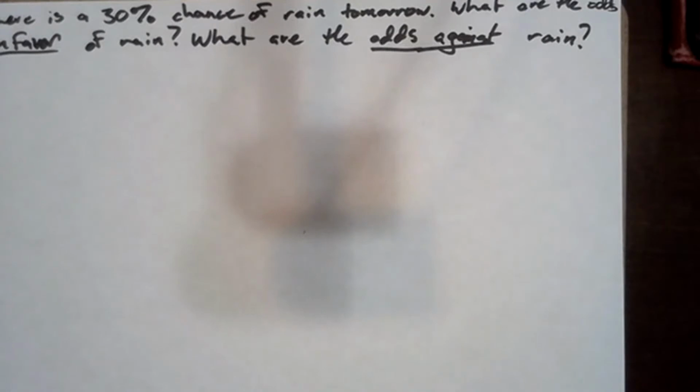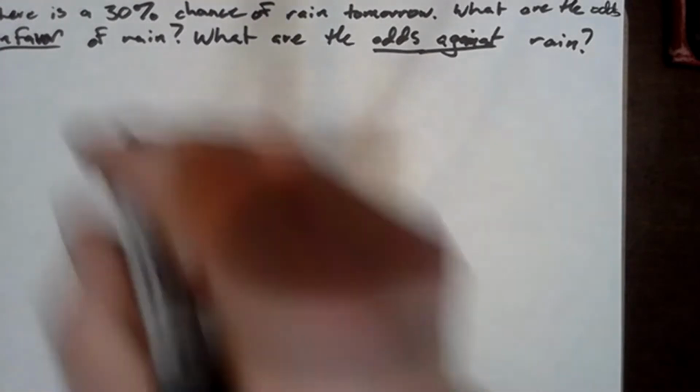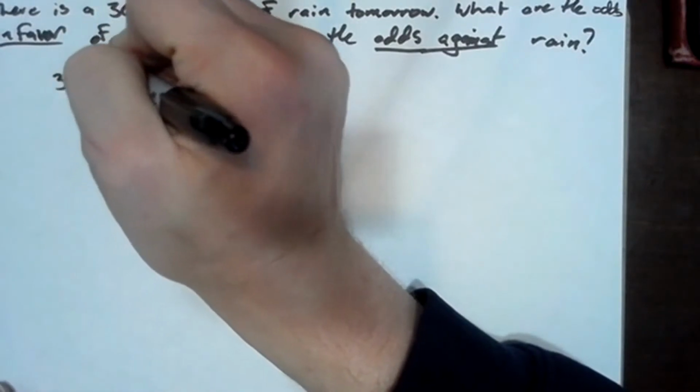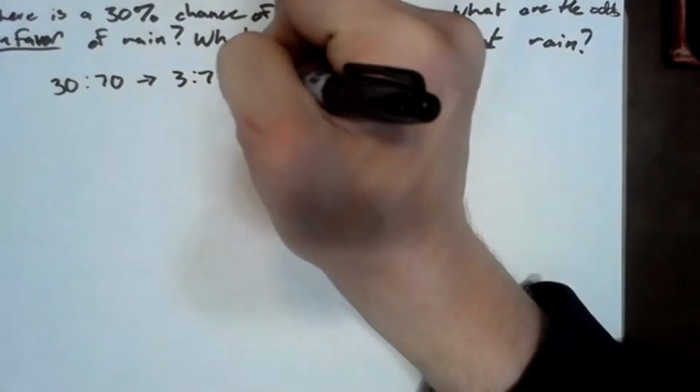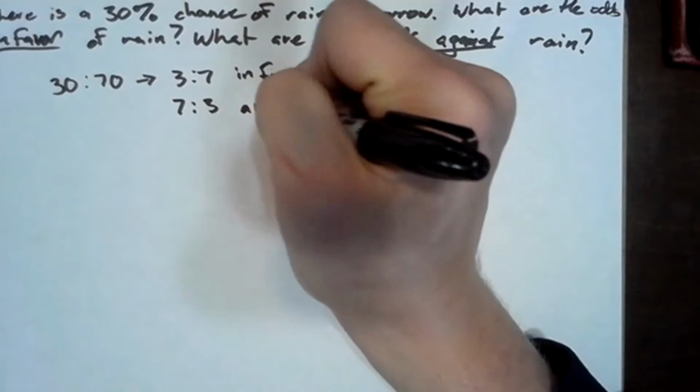And this is the second to last problem. There is a 30% chance of rain tomorrow. What are the odds in favor of rain? What are the odds against rain? Okay, the odds in favor of rain, there's a 30% chance of rain. That means that there is a 70% chance it won't rain. So that's 30 to 70 or 3 to 7 odds in favor of rain. And we just reverse that and get 7 to 3 odds against.